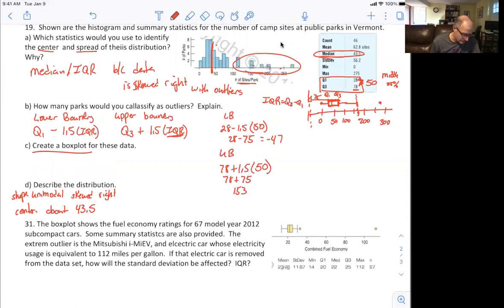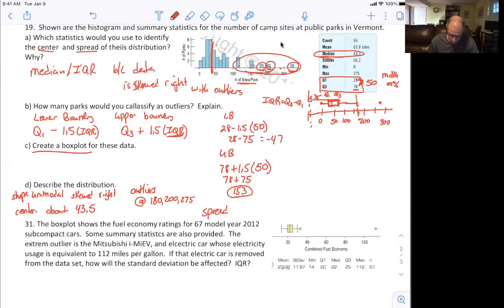Outliers. We can see that from this. What do we take? Anything above 153. So that means this guy's an outlier, this guy's an outlier, and this guy's an outlier. So I'm going to have at least 3 outliers. They are at 180, 200, and 275.